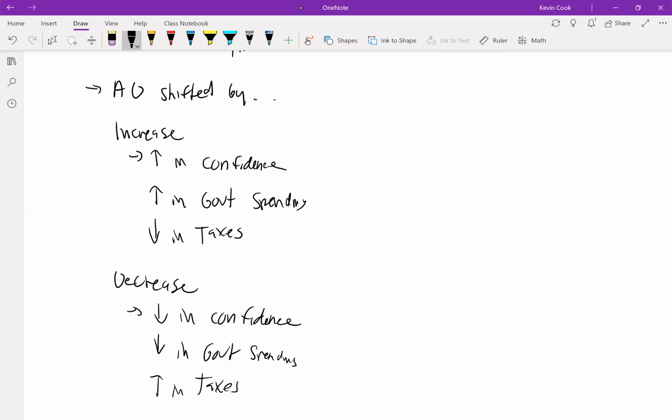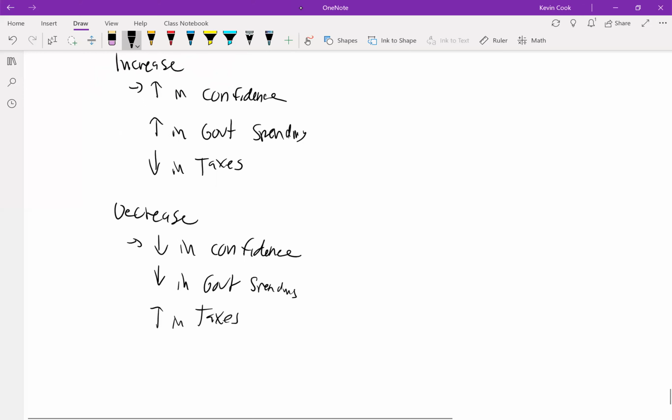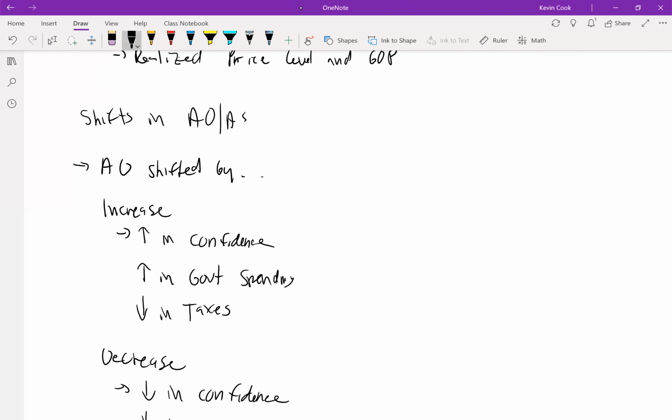And then the shifting itself looks like it did for regular supply and demand. You shift the demand curve, shift the supply curve, and you're good to go. The main thing we're looking at here is the shift in aggregate demand. That's the main part you need to really be comfortable with, and you'll be happy.